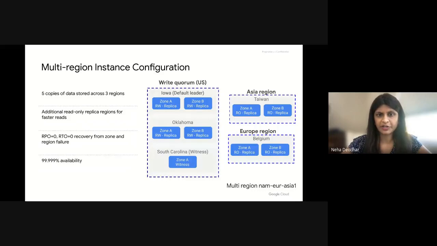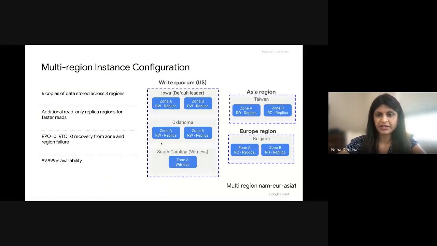The other type of configuration that we support is a multi-region configuration. This is suitable for global applications that might be spread across multiple geographical regions. There are various aspects to multi-region configuration, so I'll go over some of these today. At the very least, with multi-region configurations, we want to ensure that you are able to recover from zone as well as region failures. So even if one full region goes down, your application should continue operating.